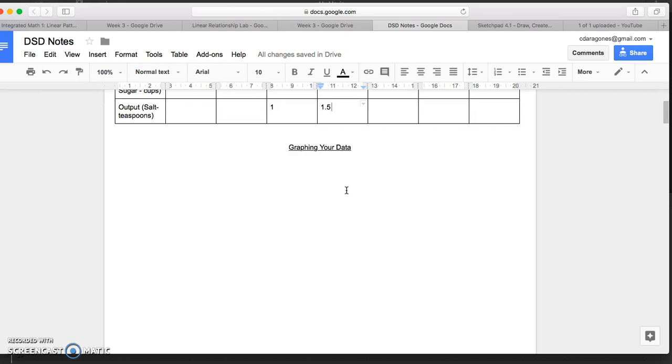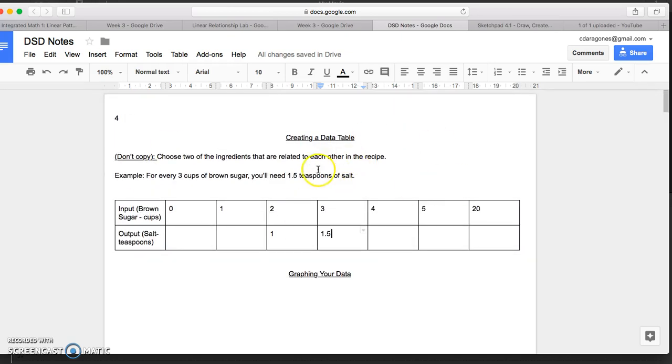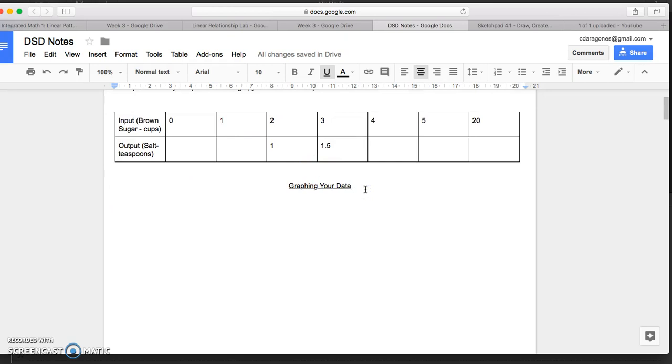So the way we're going to do this, below your table, you can go ahead and write "Graphing your data." You can go ahead and pause the video here while you write that down and then keep playing when you're finished.